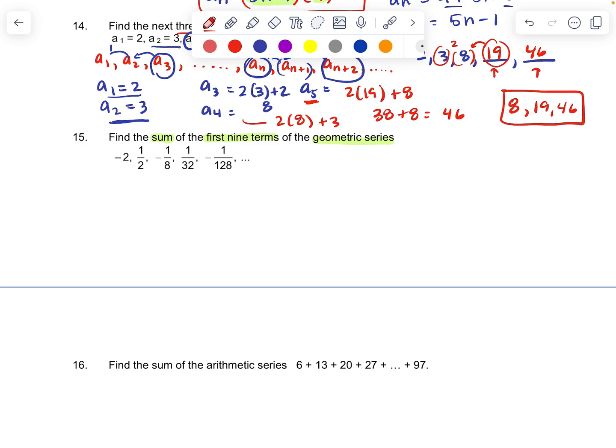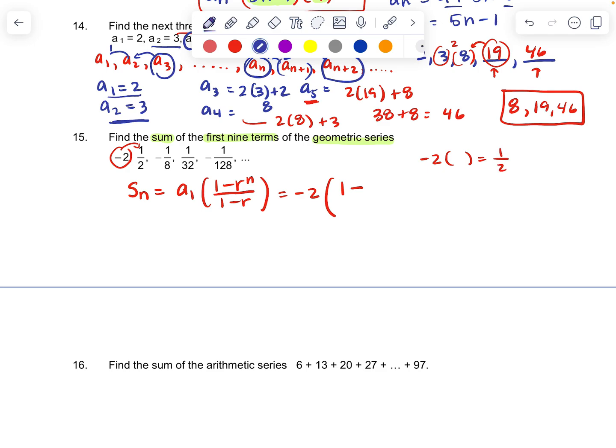So I want to use this awful little formula, S sub n equals a sub 1 times 1 minus r to the n all over 1 minus r. Okay, so what's the first term? This one's really gross. The first term is -2, so I'm going to have -2 times 1 minus. Now, what the heck is this common ratio? So you guys, what do I have to multiply -2 by to get 1/2? What do you guys think? -2 times what equals 1/2?